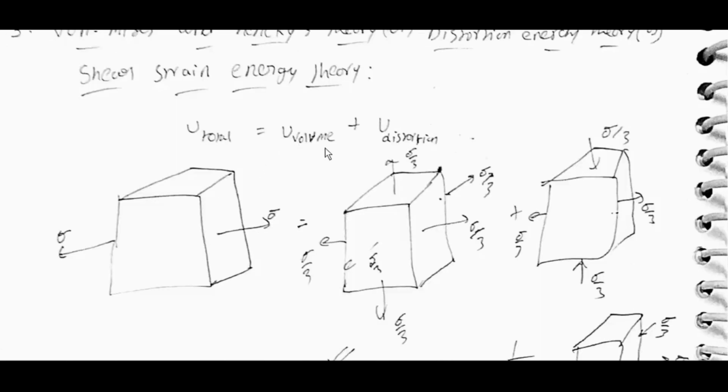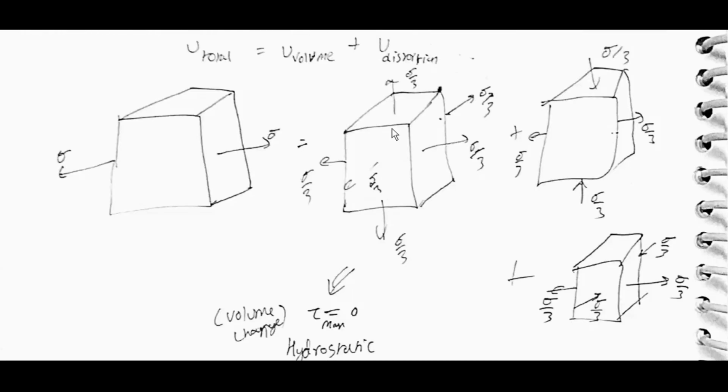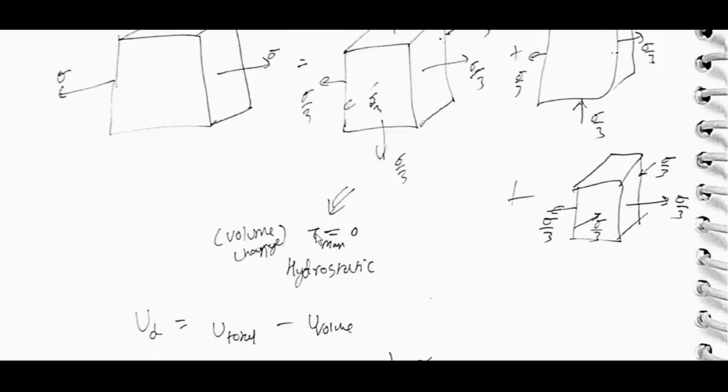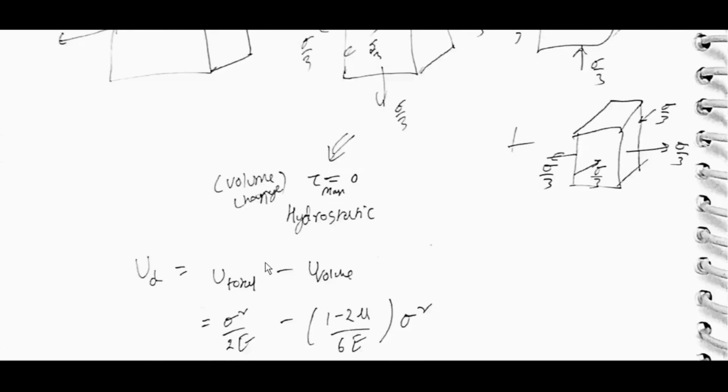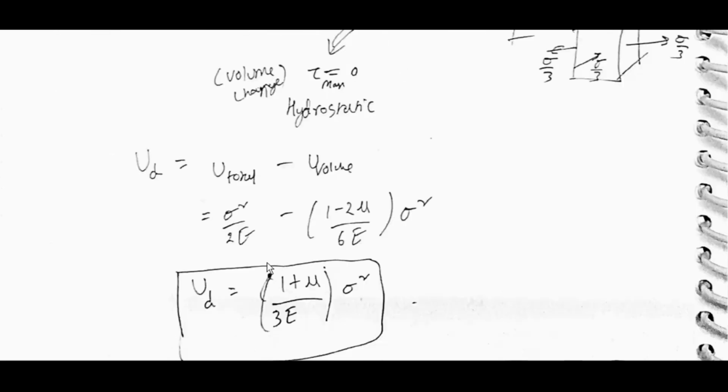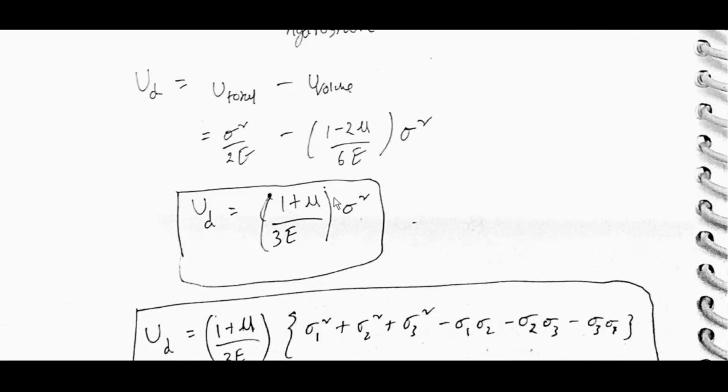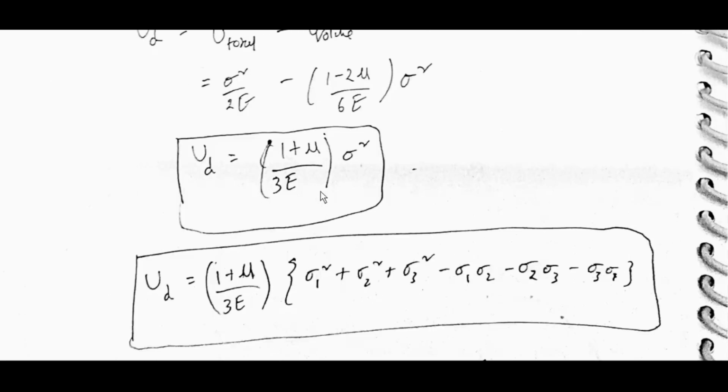U total is equal to U volume plus U distortion. Consider these three cases: tau max is zero for volume change, hydrostatic. U_D is equal to U total minus U volume, which is σ²/2E minus (1 − 2μ)/6E σ². So U_D is equal to (1 + μ)/3E σ².